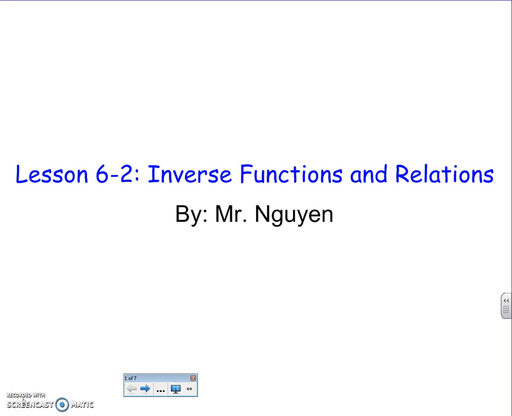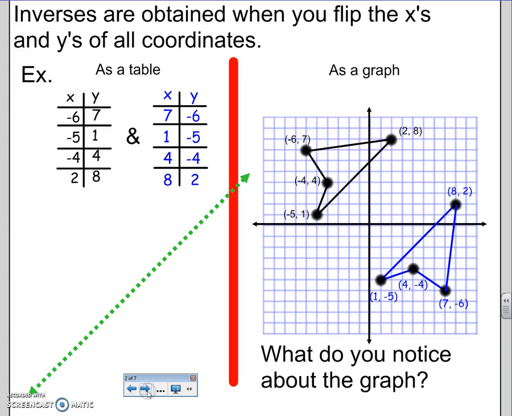Hello, this is Mr. Wynn, and today's lesson is 6-2, Inverse Functions and Relations. So remember, inverses are obtained when you flip the x's and y's of all coordinates.